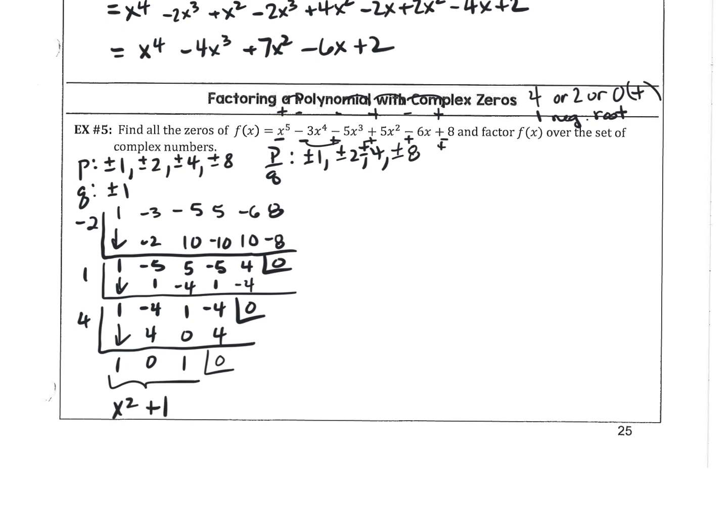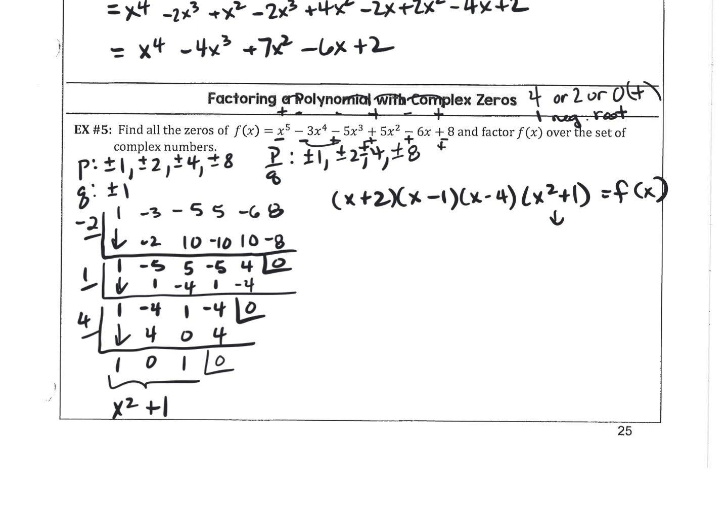So what I know right now is I have x plus 2. That comes from this guy. I have x minus 1, comes from this guy. x minus 4 comes from this guy. And then x squared plus 1. This is my factored form for f of x. Okay? Now, I have to solve this to find my other zeros.